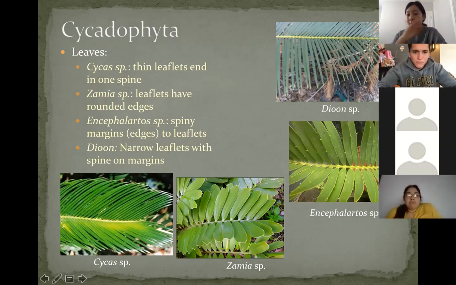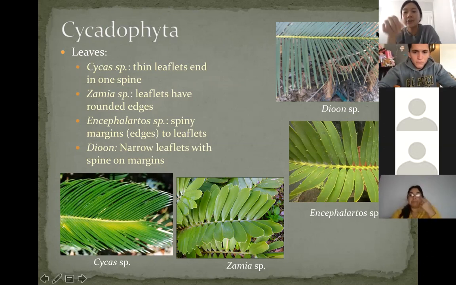These are going to be pretty easy to tell apart because Zamia is the one that has the rounded and kind of smooth edges, whereas Encephalartos, their leaflets are a lot wider, but they have spines on the margins of their leaflets. You can kind of see in this image right here. So that's a really good way to tell the difference between Encephalartos, Zamia, and Cycas. They all kind of have their own characteristic that sets them apart.